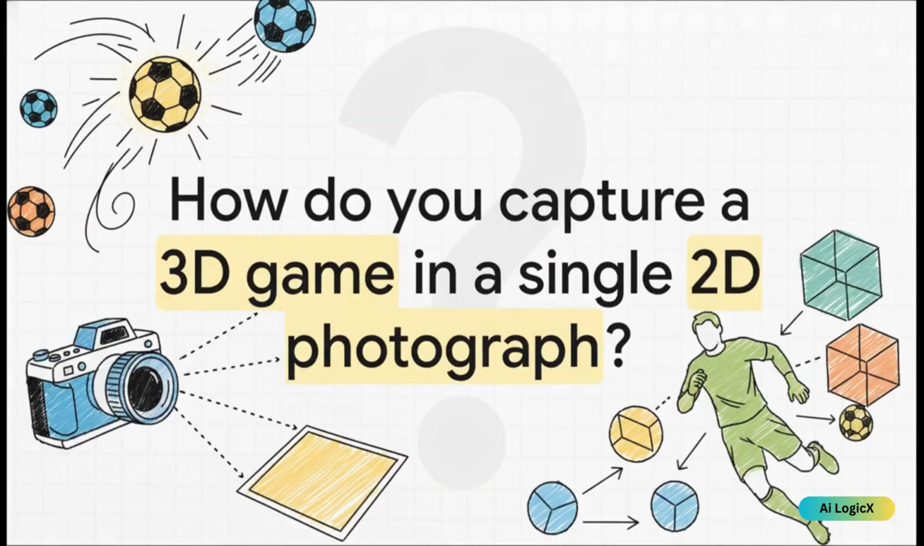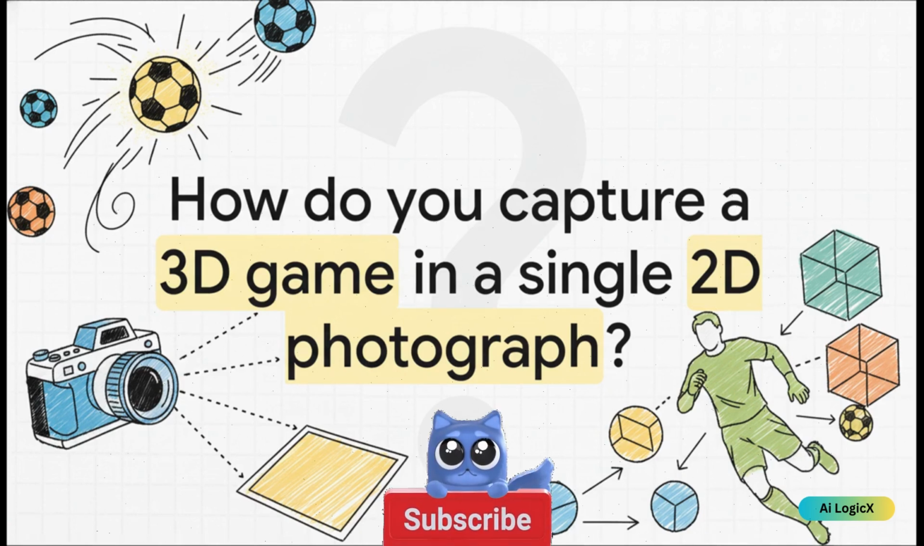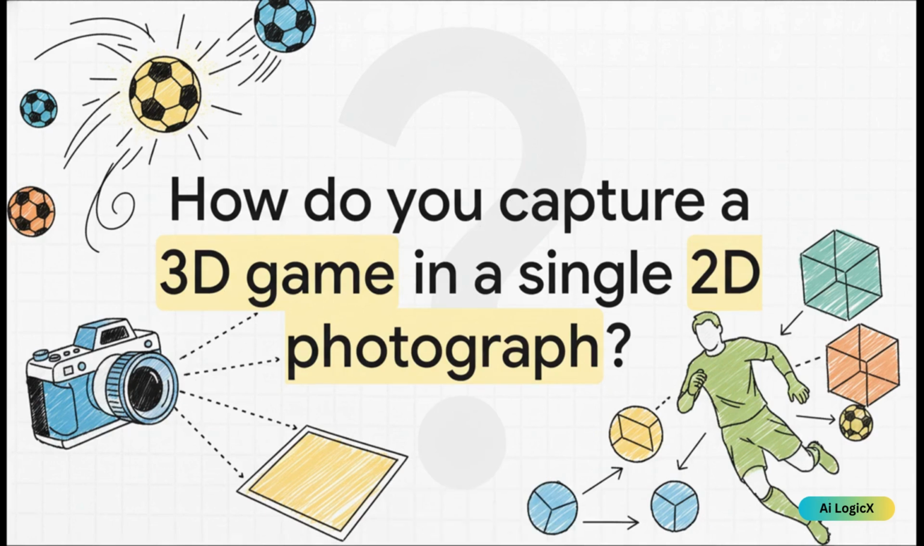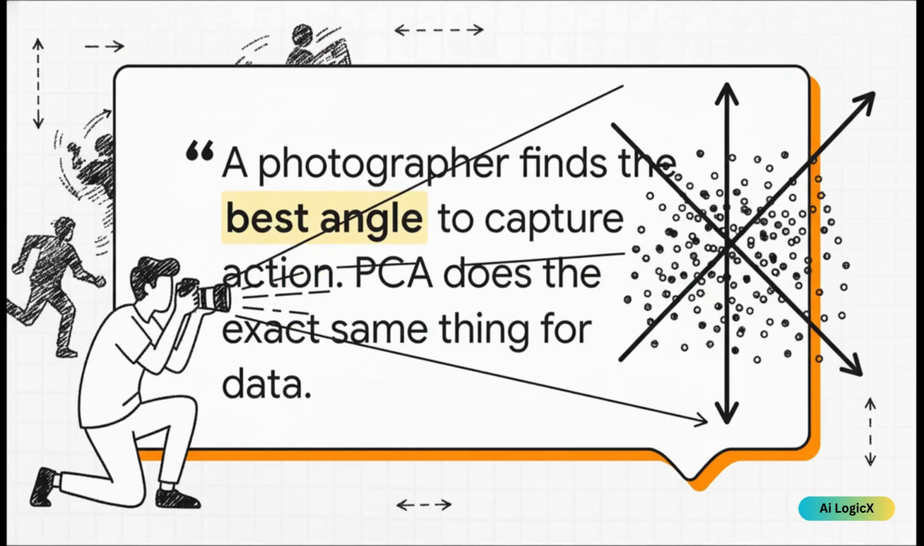So to get started, just imagine a fast-paced soccer game. It's totally three-dimensional, right? You've got players running everywhere, the ball's flying through the air. It's just controlled chaos. Now, a photographer has one shot to capture the most important moment. Is it the winning goal, the dramatic save? How on earth do they pick that one perfect angle that tells the entire story in a single, flat 2D picture?